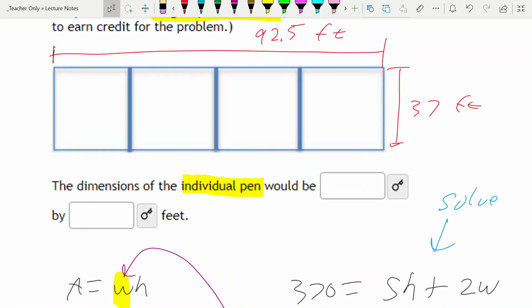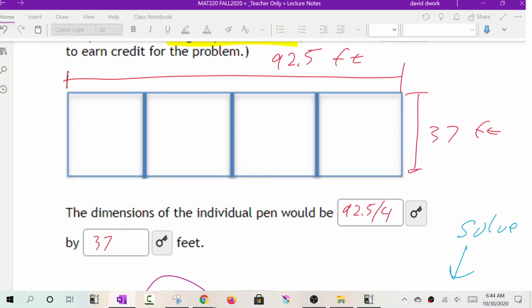All right, so therefore, what are our dimensions? 92.5 divided by 4, and you could do that in a calculator, and then the height would still be 37. All right, I hope that helps explain how to do this one.